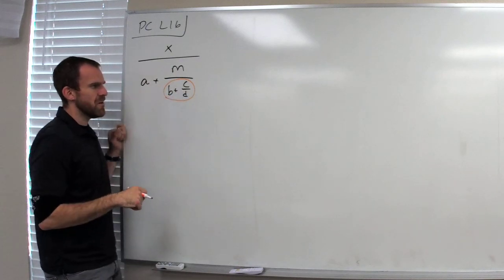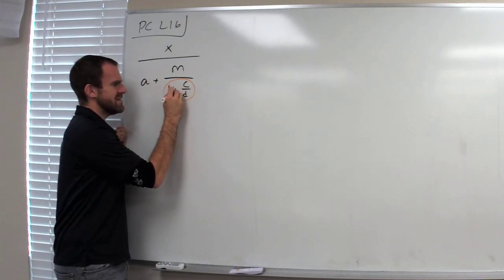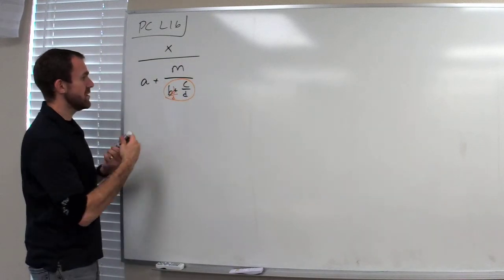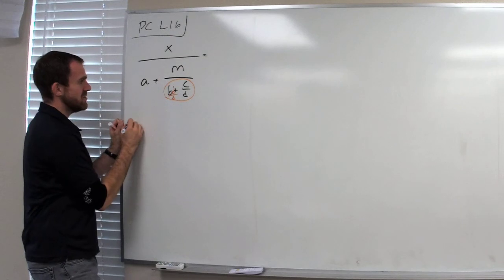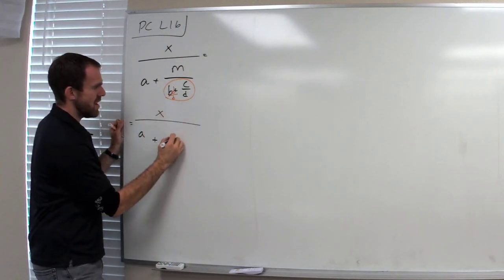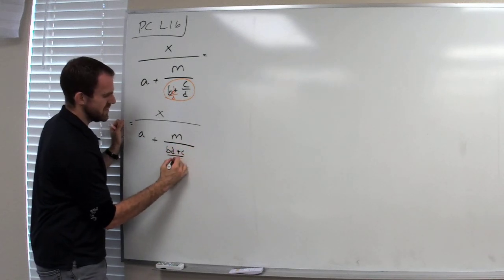So how would I simplify b plus c over d? Well, I need a common denominator, and that's d. So it's going to become bd plus c over d. So this simplifies down to x over a plus m over bd plus c over d.